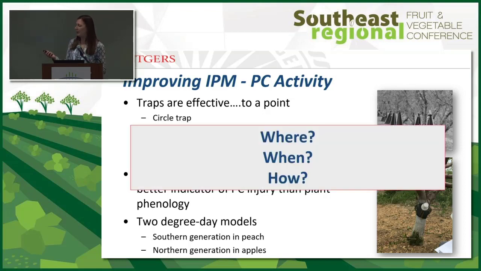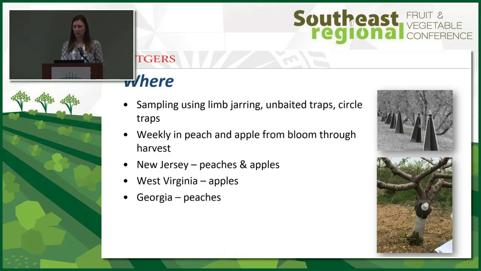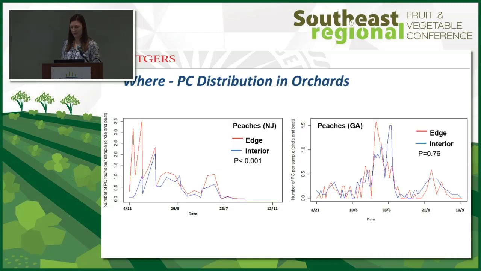So we're going to talk a little bit about where Plum curculio is in the orchard, when to manage it, and how to manage it. So for sampling, we used limb jarring or beat sampling, unbaited traps, and the circle traps. And we did this weekly from bloom through harvest in New Jersey, West Virginia, and Georgia. So I'm only going to show you the data from peaches, because that's what we're talking about.